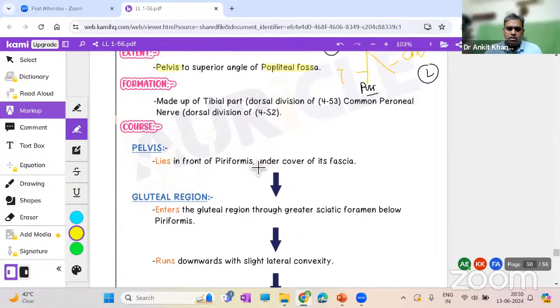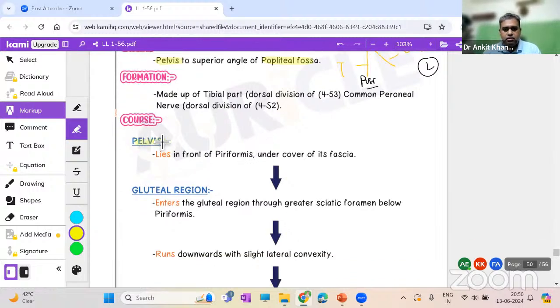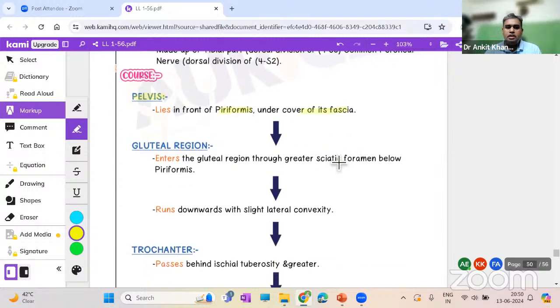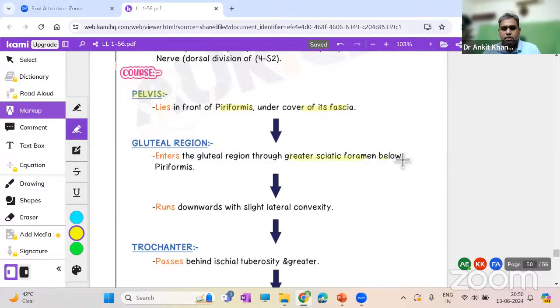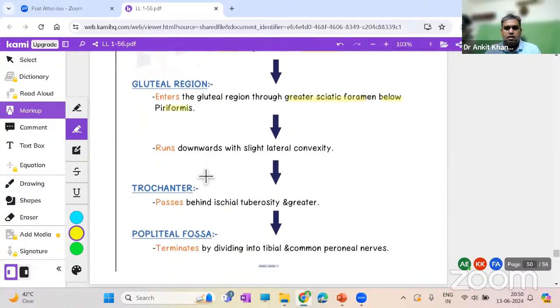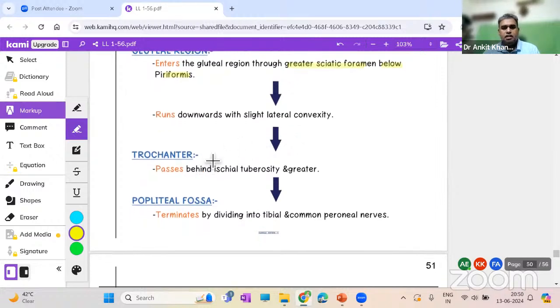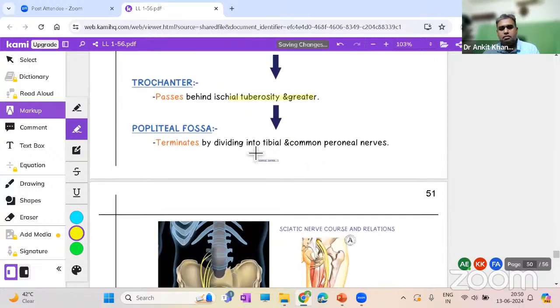So let's start. In the pelvis, it lies in front of piriformis under cover of its fascia. In the gluteal region, it passes through greater sciatic foramen below piriformis. Whether you're writing as an essay or as arrows, giving a flow chart, these things do help. They give a very good presentation, and in theory it's going to be very helpful. Then it runs down, passing behind the ischial tuberosity and the greater trochanter, to the popliteal fossa. As we discussed, there it divides into the tibial and common peroneal nerves.